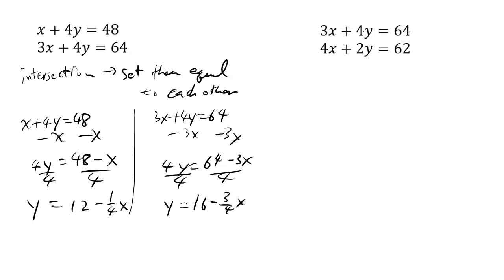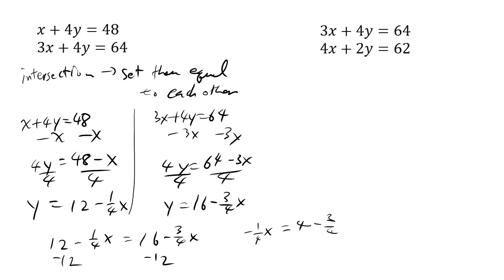And then you set them equal to each other. You get 12 minus 1/4 of x equals 16 minus 3 over 4x. I guess you want to subtract 12 from both sides. So you get negative 1/4 of x equals 16 minus 12, which is 4, minus 3 over 4x. Then you add 3/4 of x to both sides so that these cancel. And 3/4 minus 1/4, fortunately they have the common denominator. We got lucky. So this would be 2 over 4, x equals 4.